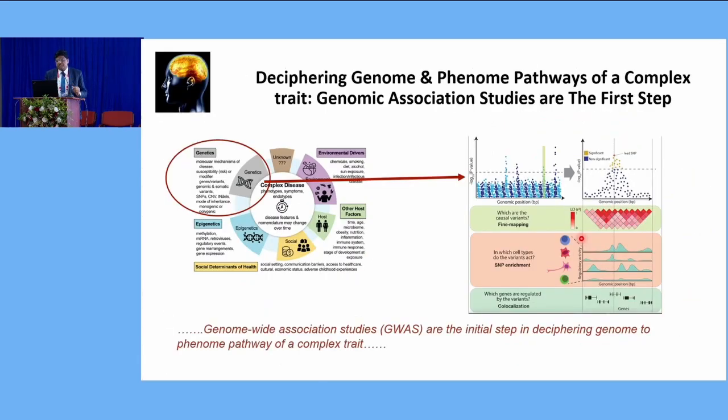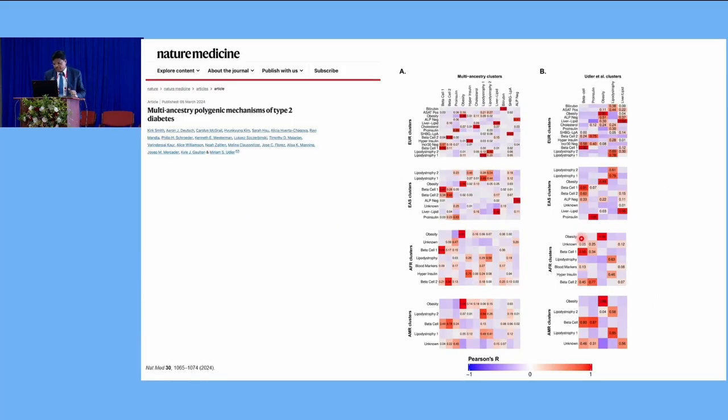So the first step in deciphering the genome to phenome pathway in a complex genetic trait is basically the genome-wide association study. Genetic markers are present throughout the genome, and their typing is done and correlated with the clinical phenotype, like the occurrence of diabetes or its intermediate phenotypic trait, and an impression is made that these genetic loci possibly have some association with diabetes mellitus.